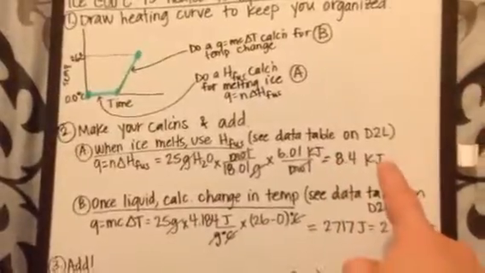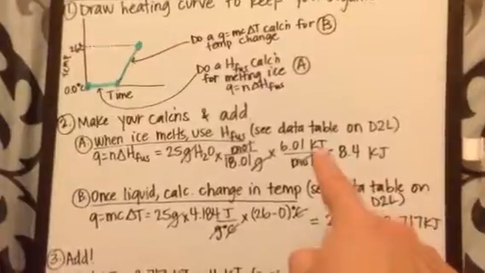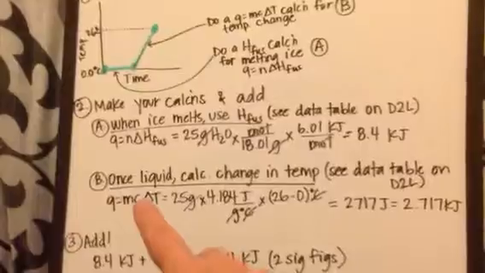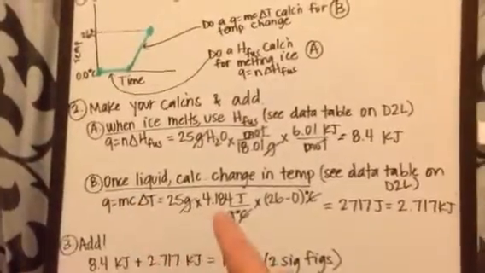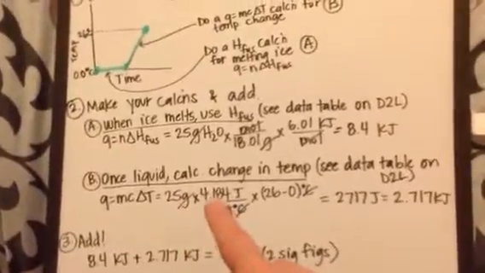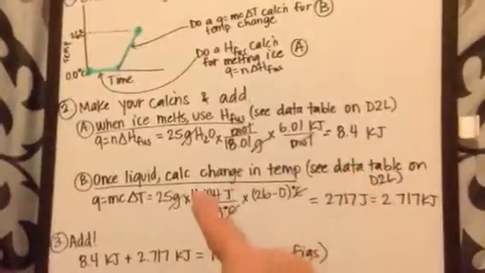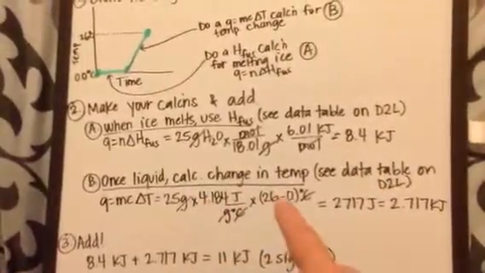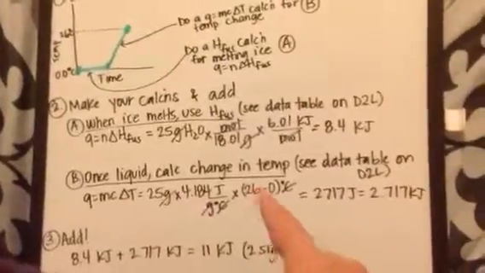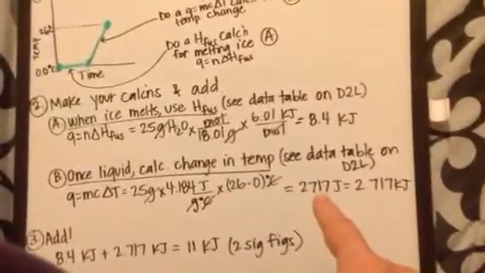Now note, heat of fusion is in kilojoules, because that's what it's reported in my data table. Now, once all the water is in the liquid phase, we're going to change the temperature. So Q equals MC delta T. So M times C. Now we're using the heat capacity of liquid water. Again, check out that data table on D2L. And the delta T is final minus initial. So it was initially at 0, it's now at 26. Now notice, this is in joules per gram degrees Celsius, so my final answer comes out in joules.